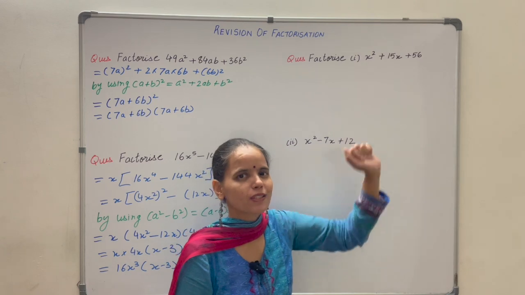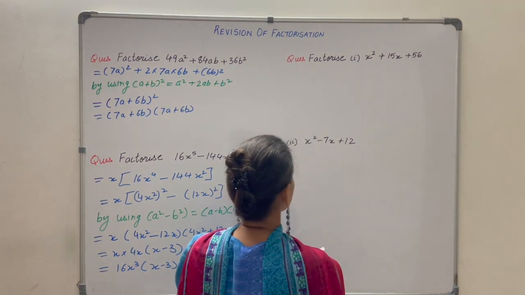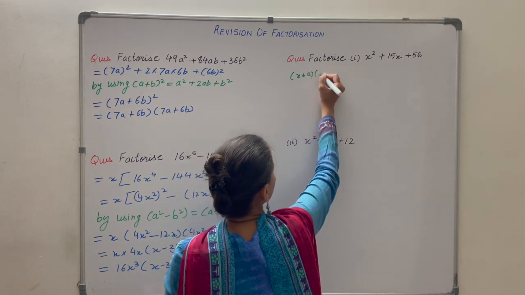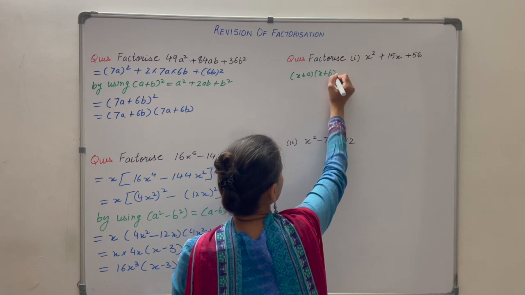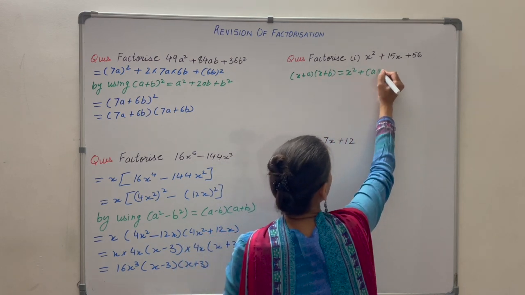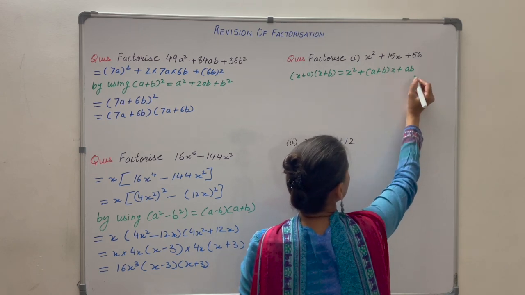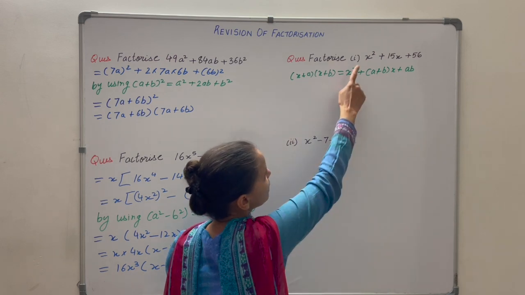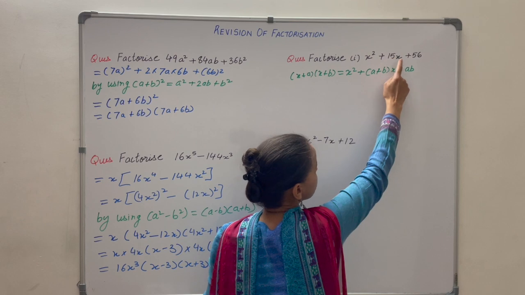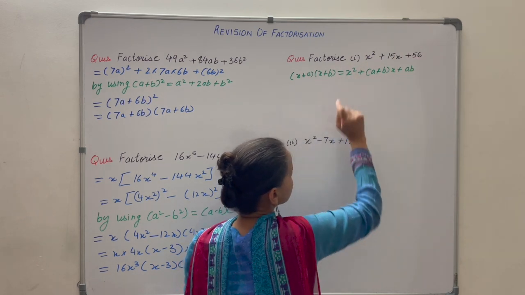Here we are going to use another identity, which is (x plus a) into (x plus b). That is equal to x square plus (a plus b) into x plus ab. So here you can clearly see it matches with this identity. This is x square, this is a plus b and this is a into b. So you have to use this identity to factorize.